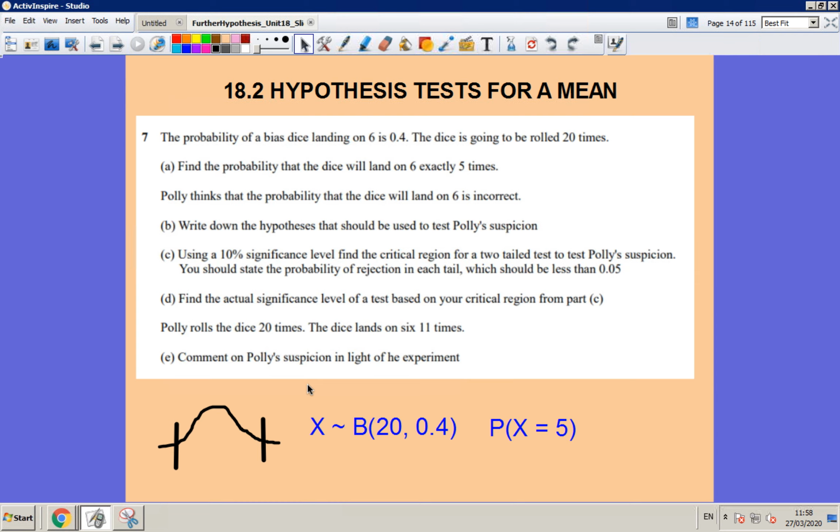And then the last question says, Polly rolls the dice 20 times and the dice lands on 6 11 times. So the probability of getting a result of 11 is going to be below our critical region, because the critical region began at 12 at the top end. So if you get the dice landing on a 6 11 times, then that wouldn't be enough evidence at the 10% level to reject the null hypothesis. So there is not enough evidence at the 10% level to reject the null hypothesis.